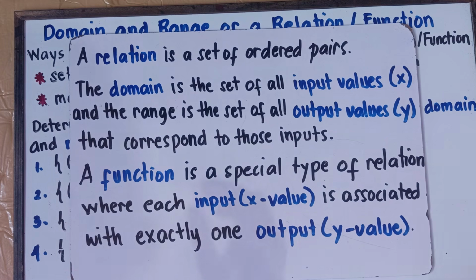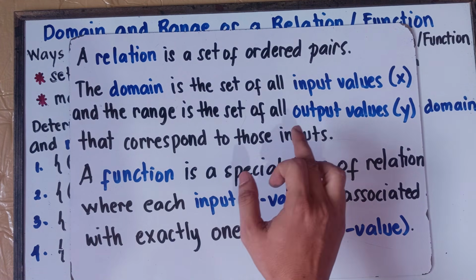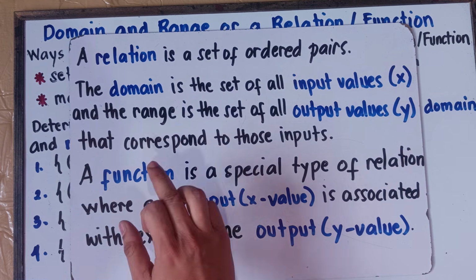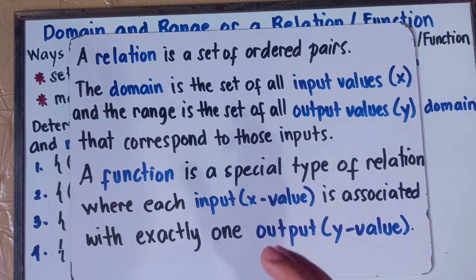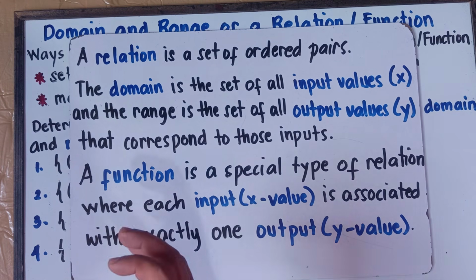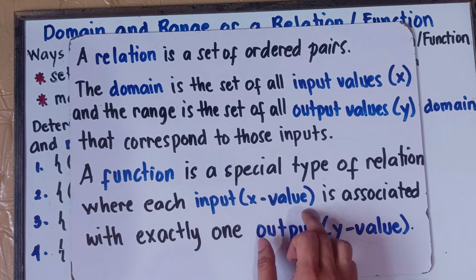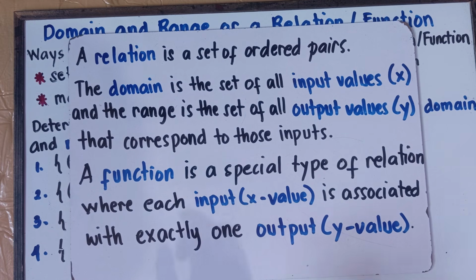Now, the domain is the set of all inputs, that would be X, and the range is the set of all outputs, that would be Y, that corresponds to those inputs. To make the story short, class, domain, that would be the X values, range, that would be the Y values. Now, a function is a special type of relation where each input X value is associated with exactly one output, that would be Y value.